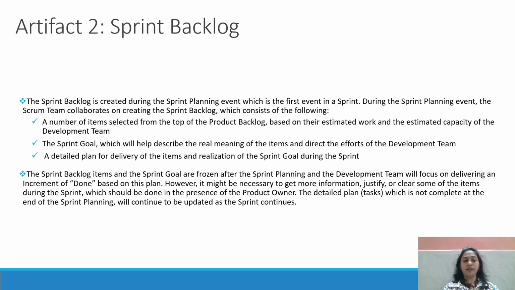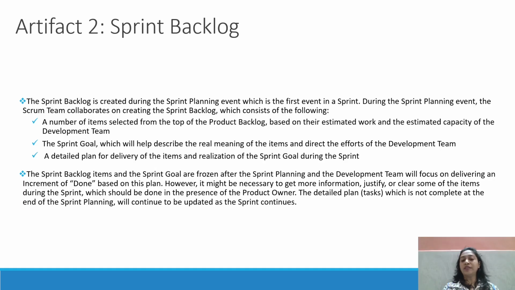The sprint goal, which will help describe the real meaning of the item and direct the efforts of the development team. And the detailed plan for the delivery of each item and the realization of the sprint goal during the sprint. The sprint backlog items and the sprint goal are frozen after the sprint planning. The development team will focus on delivering a done increment based on this plan.